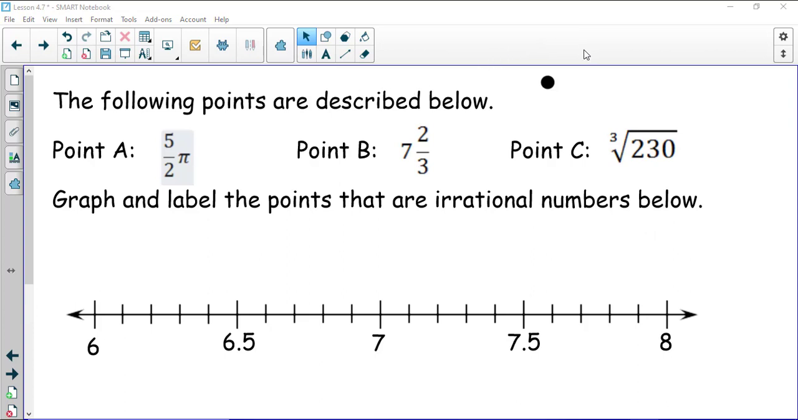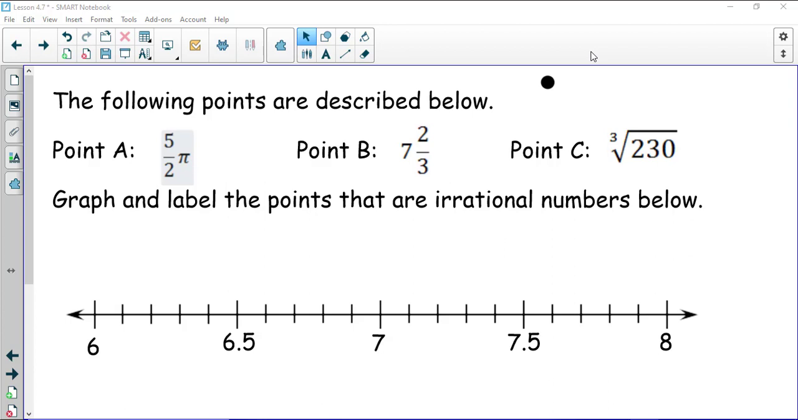All right, so the last thing I want to take a look at here in this video, and I know I'm adding on to this video just a little bit, is a question that's not in your notes, but there's a question like this on your review sheet, and there's a question like this on your unit test, and it is related to the concepts we're talking about in terms of rational versus irrational numbers, and also locating their positions on a number line. So this question says that the following points are described below. Again, it's not in your notes, but I want to take a look at it anyway since it's a pretty short video. And we've got these 3 points. Point A, which is 5 over 2 pi. Point B, which is 7 2/3. And then point C, which is the cube root of 230. And it asks us to graph and label the points that are irrational numbers below.